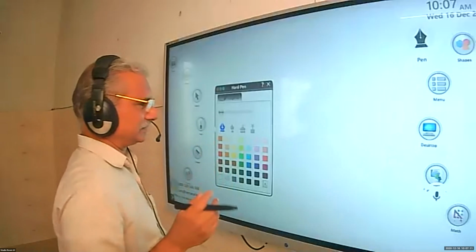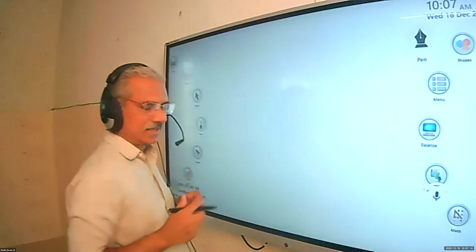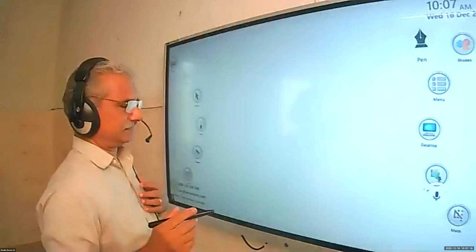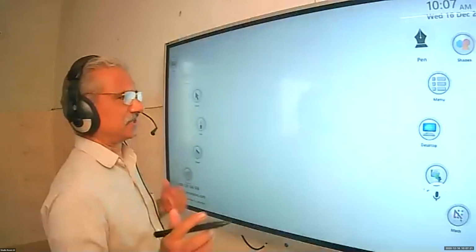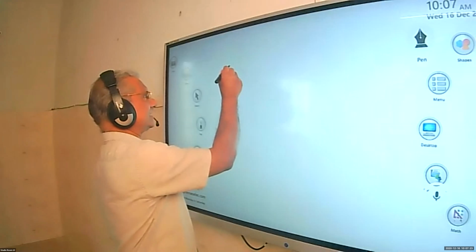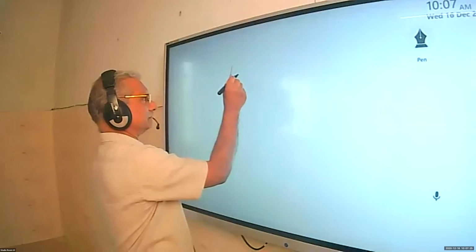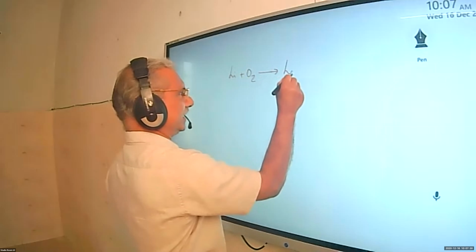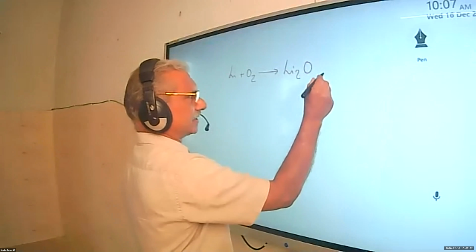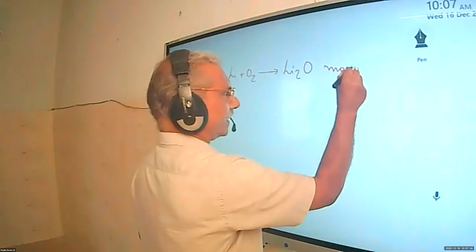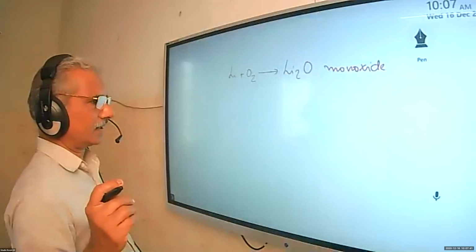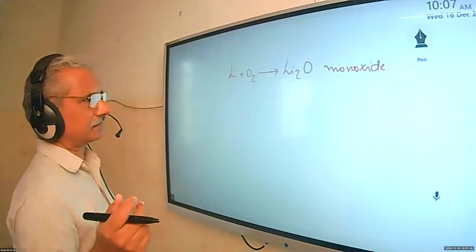So let us continue. Alkali metals burn in air with the formation of the respective oxide. Say, for example, lithium burns in oxygen or air with the formation of Li2O. That is lithium monoxide. Lithium monoxide is formed. You have seen that.